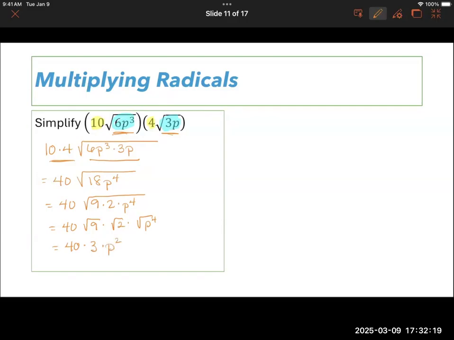Now, it's not necessary to put that in absolute value because the squaring already makes it positive. So the absolute value signs are not necessary in this case. And then we still have that root of 2. And so our final answer is going to be 120 p squared root 2. And that's usually the order that these kinds of expressions get written in. You have the number first, then you have any of the variables outside of the radical, and then you have whatever is inside of the radical.